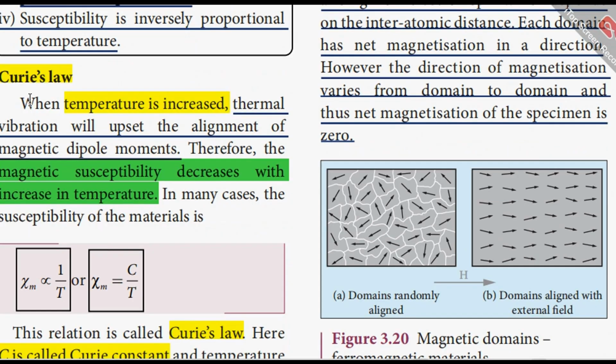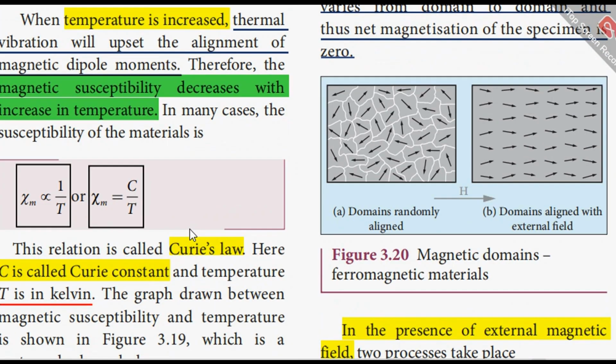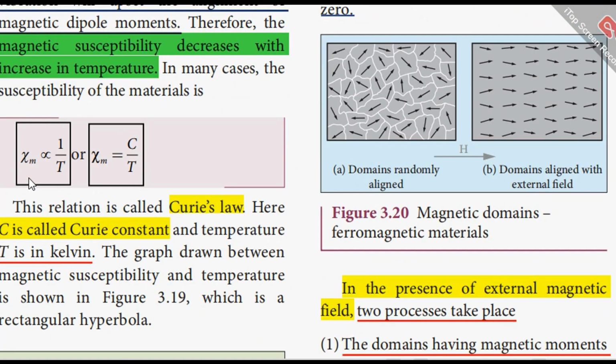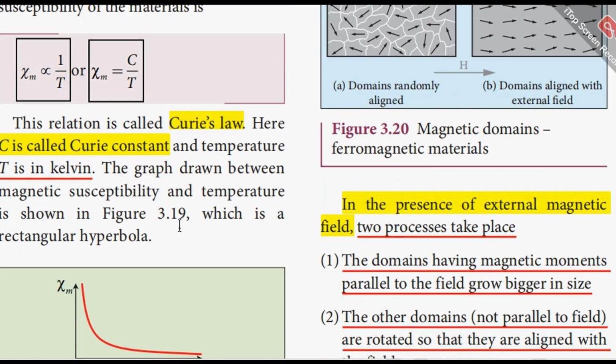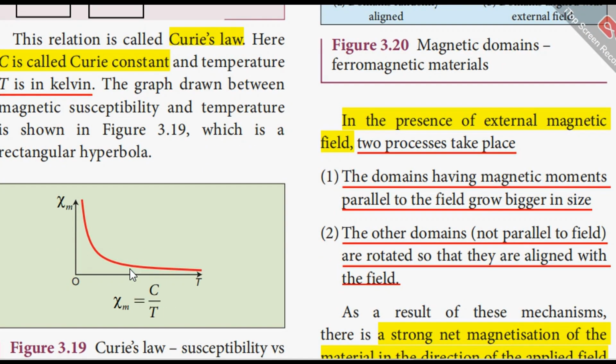Next, we study about Curie's law. When temperature is increased, the thermal vibration will upset the alignment of magnetic dipole moments. Therefore, the magnetic susceptibility decreases with increasing temperature, and in many cases the susceptibility of the material is given below. Chi m is directly proportional to 1 by T, or chi m is equal to C by T, and this relation is called Curie's law. Here C is called Curie's constant and the temperature T is in Kelvin. The graph is drawn between magnetic susceptibility and the temperature like this, which is a rectangular hyperbola.